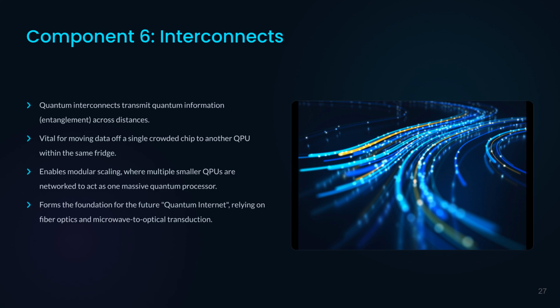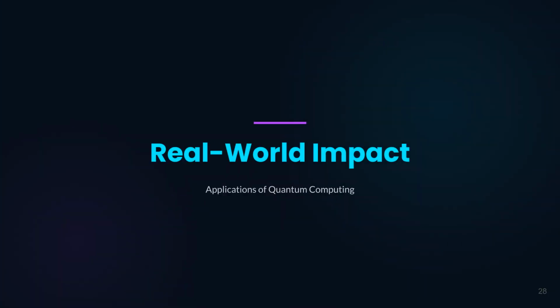Finally, quantum interconnects transmit quantum information across distances. They are crucial for linking multiple QPUs to act as one large modular processor and form the foundation for a future networked quantum internet. With these components understood, we can look at the real-world impact of these machines.